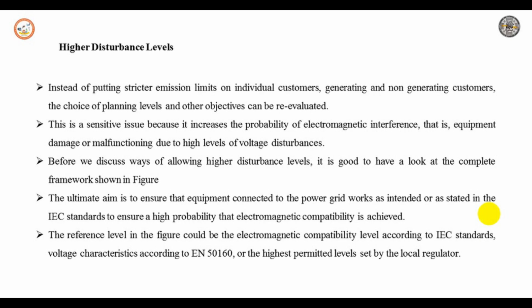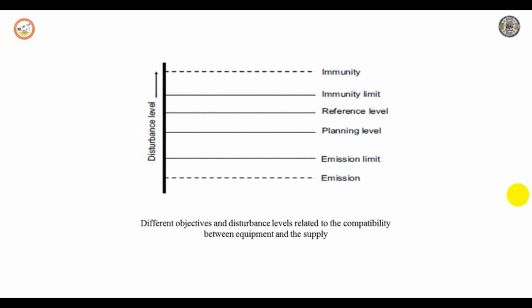Before we discuss the way of allowing a higher disturbance level, it is good to have a look at a complete framework shown in the figure. So this is the figure. The ultimate aim is to ensure that equipment connected to the power system grid works as intended, or as stated in IEC standards, to ensure a high probability that electromagnetic compatibility is achieved. The reference level in the figure could be an electromagnetic compatibility level according to IEC standards. Voltage characteristics according to EN 50160 are the highest permitted level set by the local regulators.